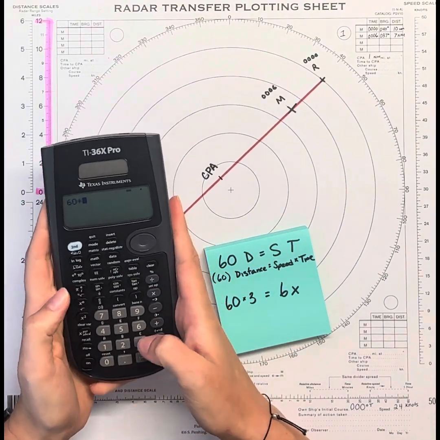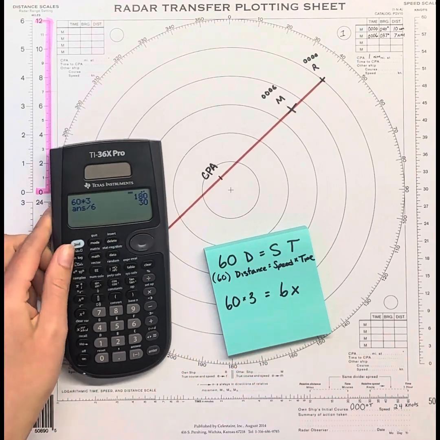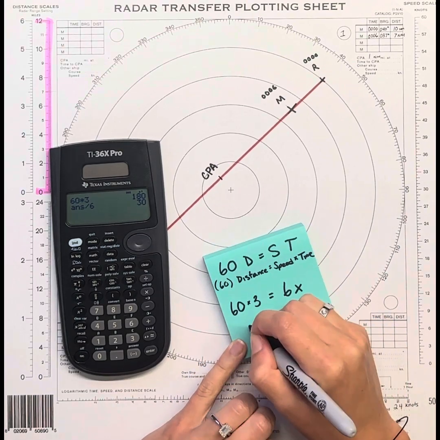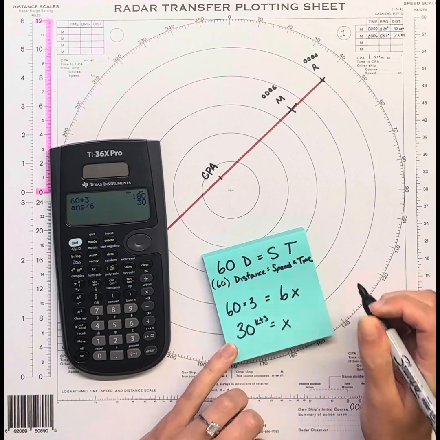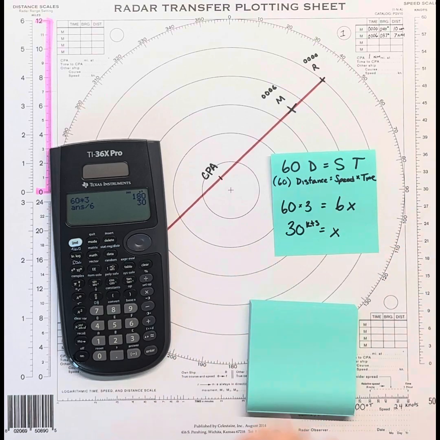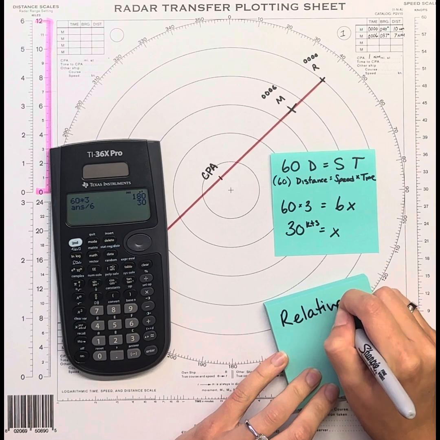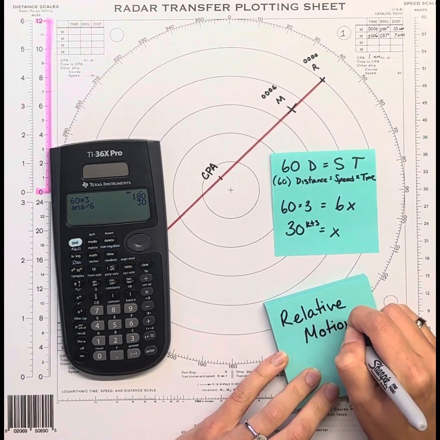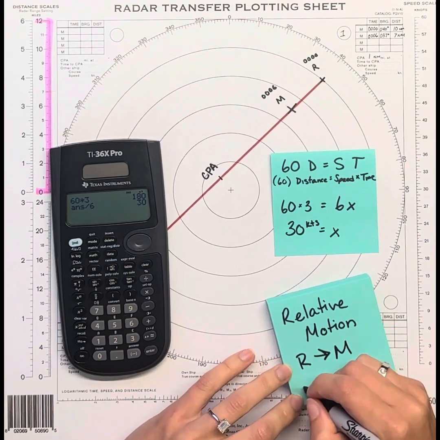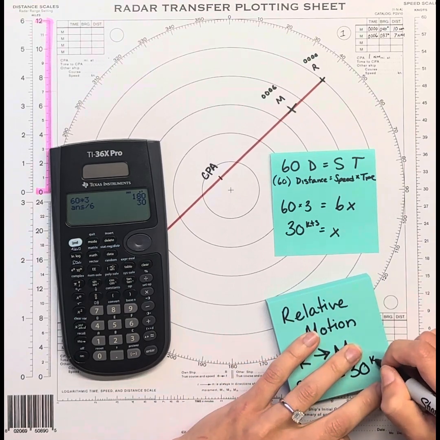So 60 times 3, and then divided by 6, gives us our speed that they are traveling along this relative motion line. This is their relative motion speed. So relatively to us, they are going 30 knots. They are moving 30 knots along that relative motion line. So all of their relative motion is measured from R to M. That's why we label them R and M, to make it a little bit easier.